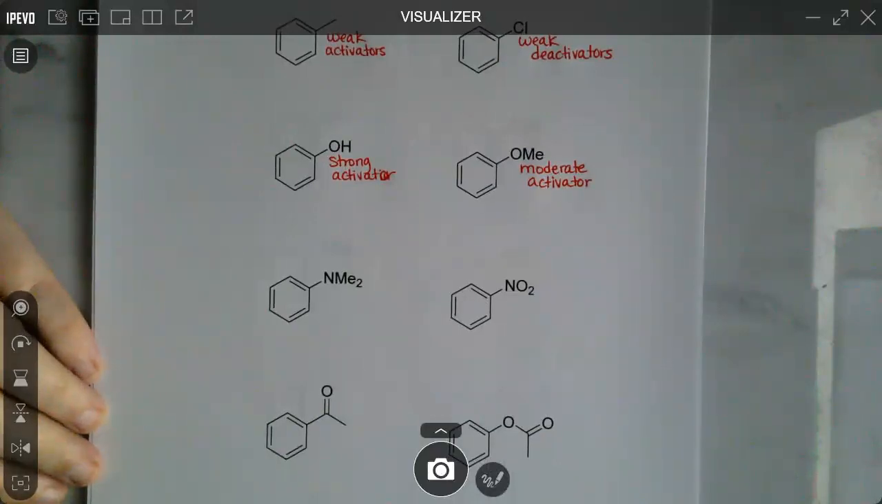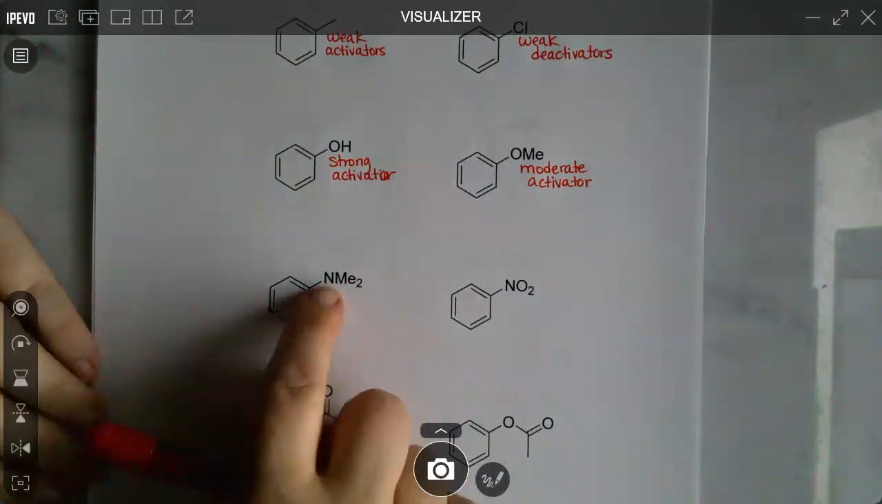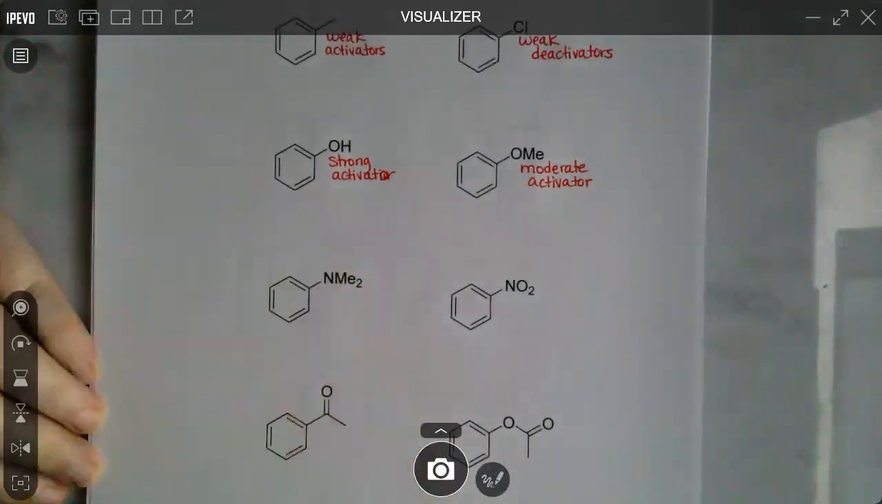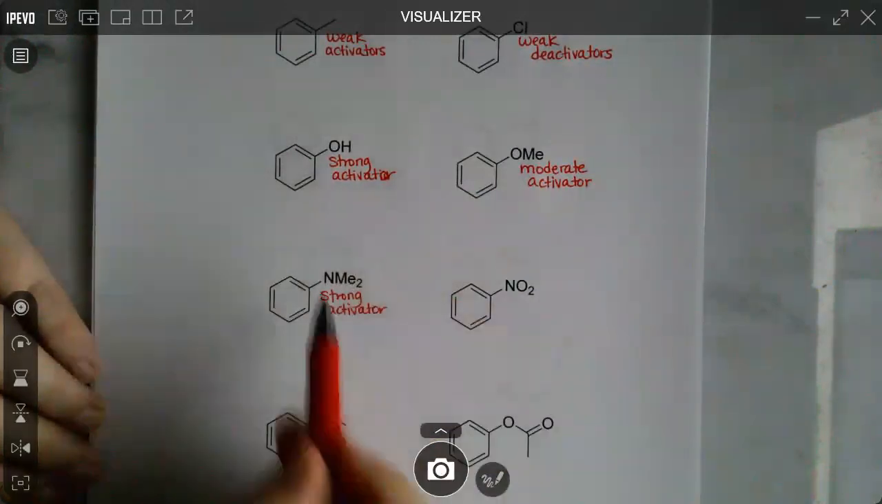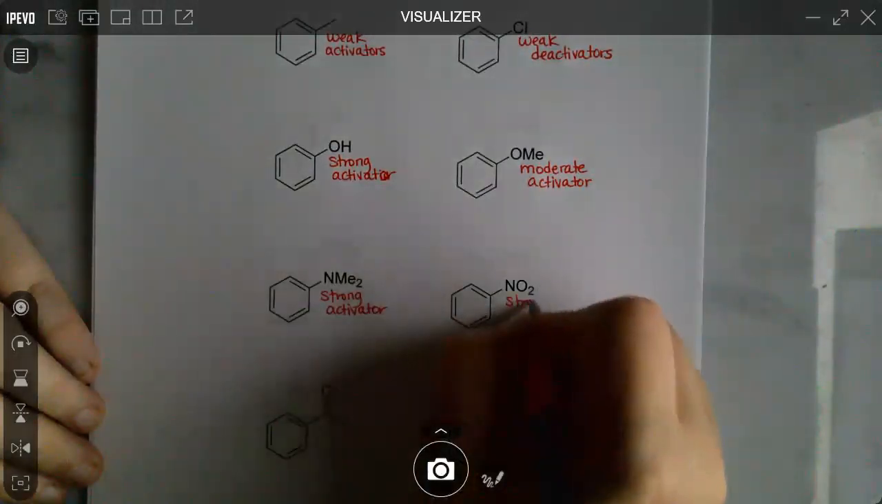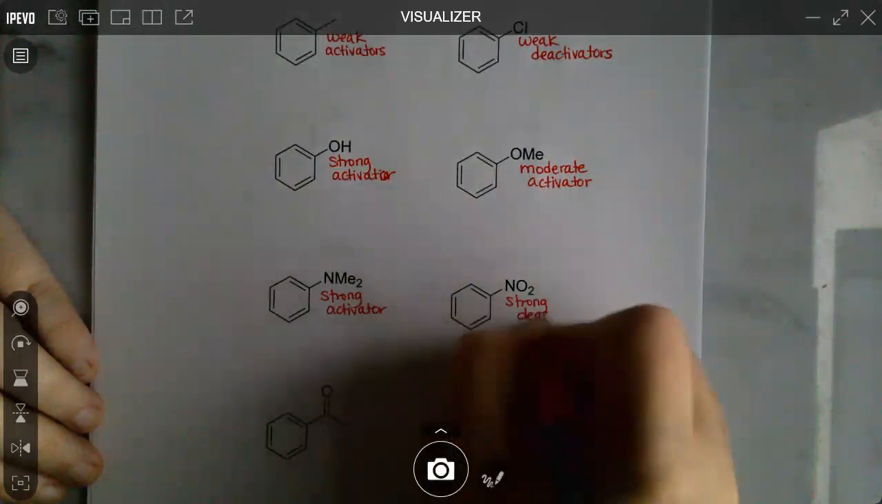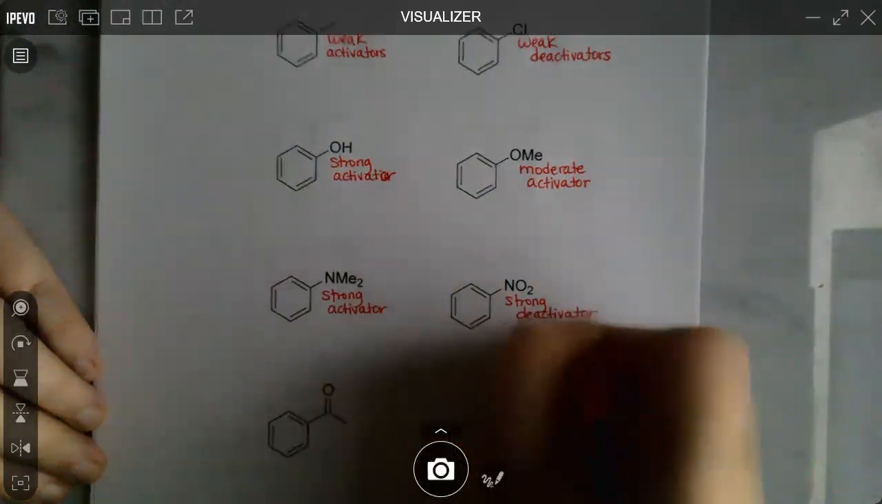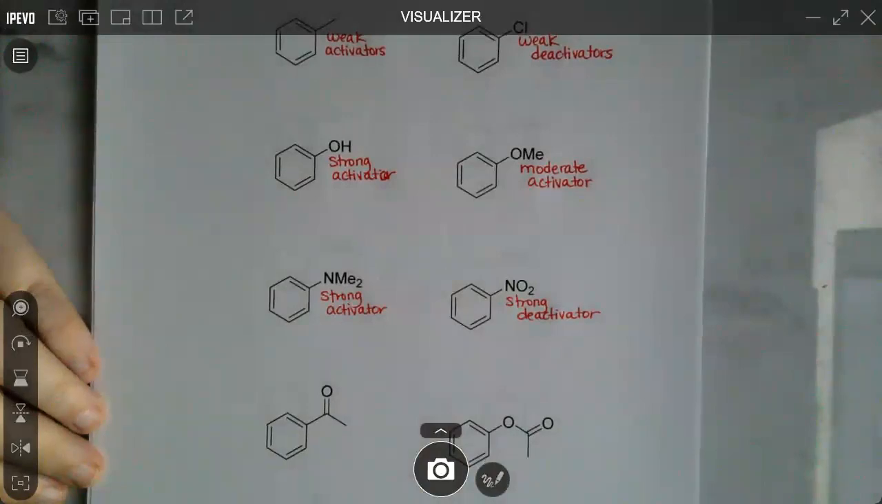A nitrogen with either hydrogens or methyl groups, if there's 2 of them, also has a lone pair on it. This will be a strong activator because that lone pair is strongly pushing electron density into the ring. Whereas a nitro group is a strong deactivator. This one actually has a positive charge on the nitrogen, so it does not have a lone pair that's pushing electron density in. Instead, it's inductively strongly pulling electron density out of the ring.